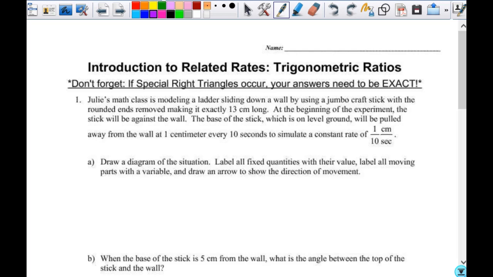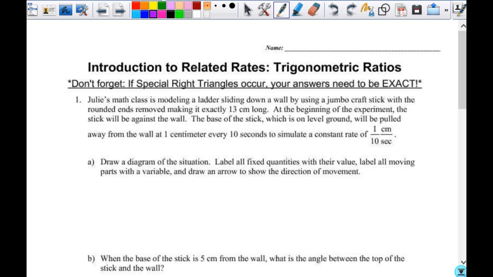So A says, draw a diagram of the situation, label all fixed quantities with their value, label all moving parts with a variable, and draw an arrow to show the direction of movement. When this experiment starts, the stick is up against the wall, so it's like two parallel lines. But as it starts to move away from the wall, it's going to create a right triangle. So when it asks you to draw a diagram of the situation, it's not at time equals 0, otherwise it doesn't even look like a triangle. So you're going to draw a right triangle after some time has passed.